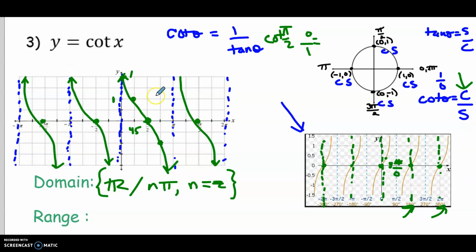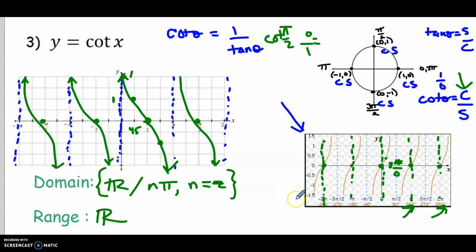My range, well, this one's nicer. If I look at my range, I'm looking at my y values. Does it ever stop going down, this function? Nope. And it doesn't ever stop going up. There's no gaps and holes on the y values. So therefore, my range is all real numbers. All right, so that's it. That's all you're responsible for.